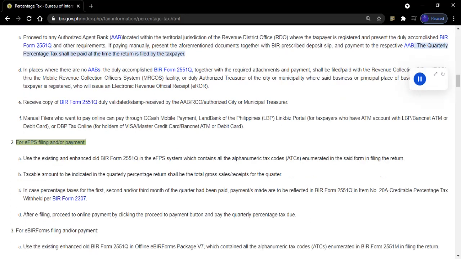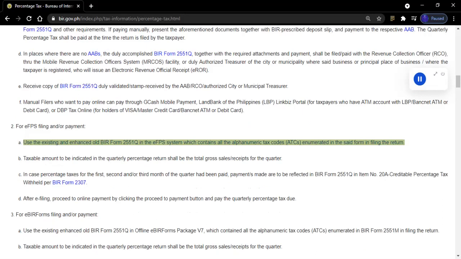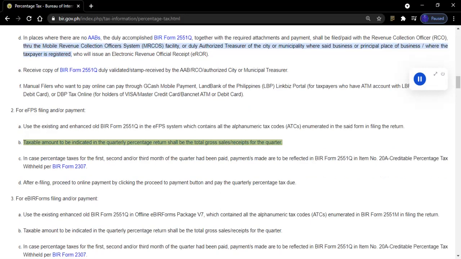For eFPS filing and/or payment, use the existing and enhanced old BIR Form 2551Q in the eFPS system, which contains all the alphanumeric tax codes (ATCs) enumerated in the said form in filing the return. Taxable amount to be indicated in the quarterly percentage return shall be the total gross sales receipts for the quarter.